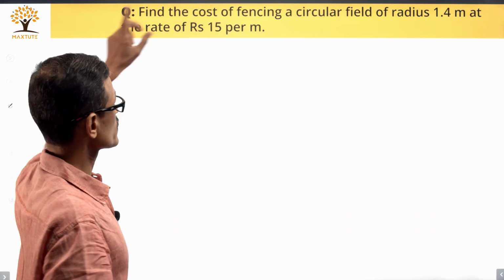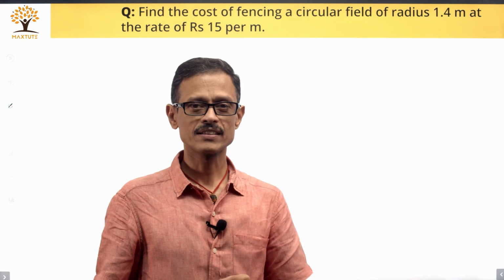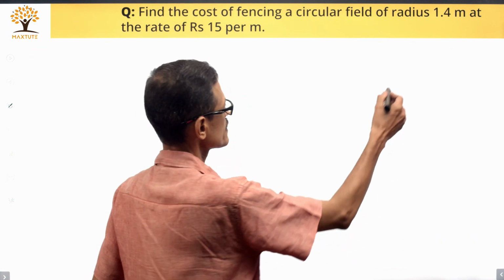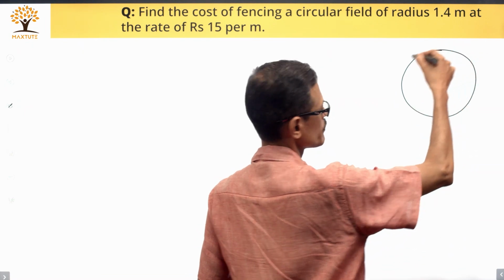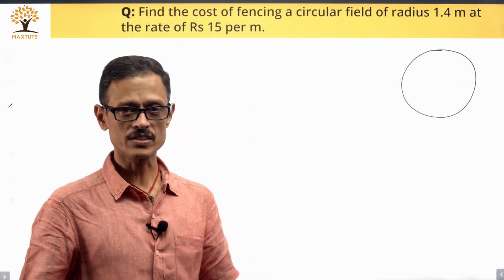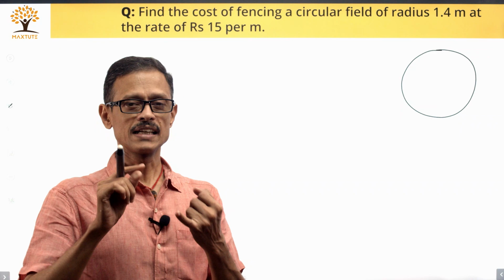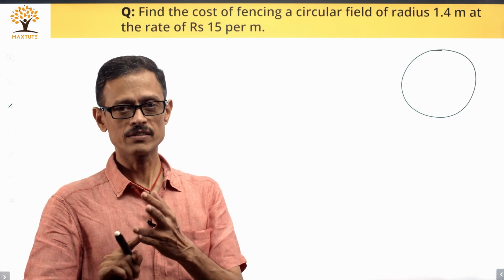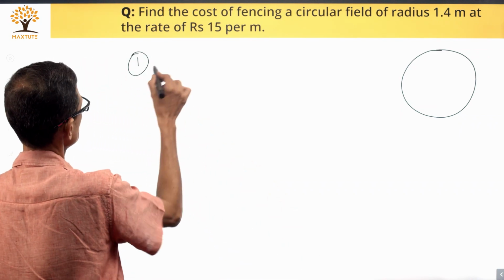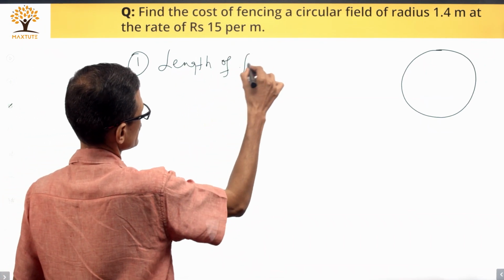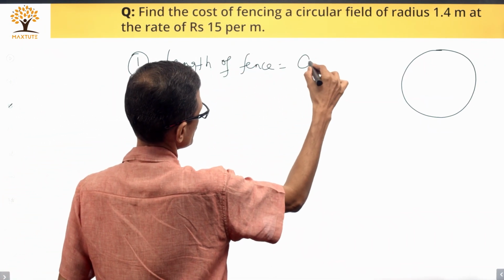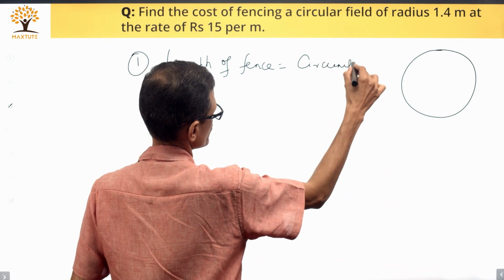We know the radius of the circular field is 1.4 meters. We're going to fence it. We'll fence it around the circumference. So, essentially the length of the fence is the same as the circumference of the circle. So, let us find out the length of fence used, which is the circumference of the circle. Step 1, compute the length of fence, and that is nothing but the circumference of this circle.